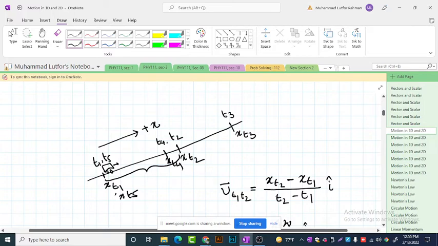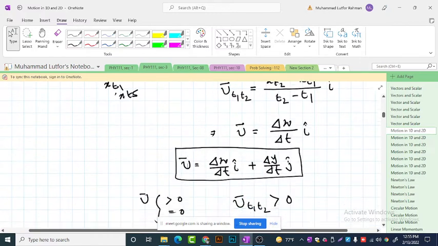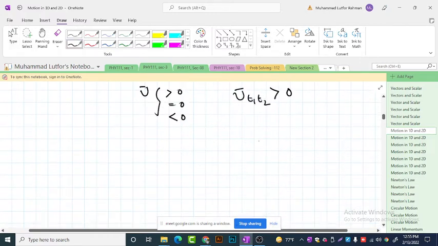So the average velocity between times t1 and t2 would be positive, whereas the average velocity between times t2 and t4 is definitely going to be negative, right? So I can say the average velocity between times t2 and t4 is going to be less than 0, which means it's negative.